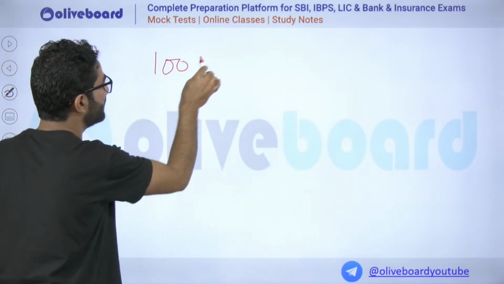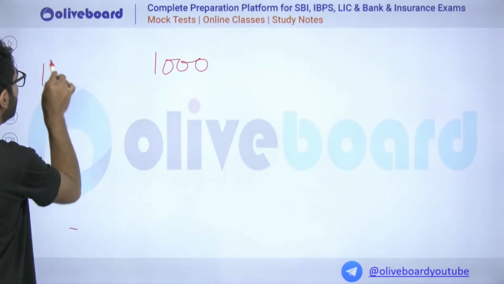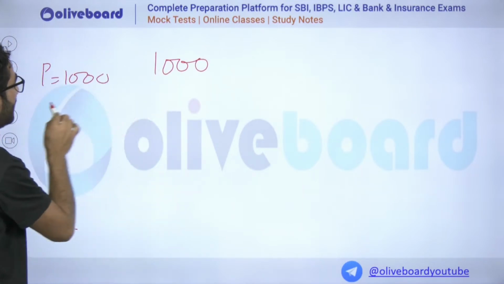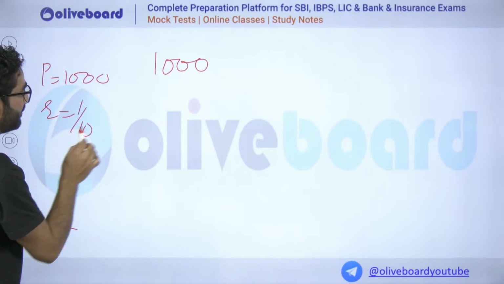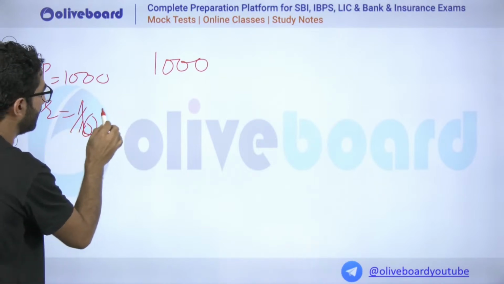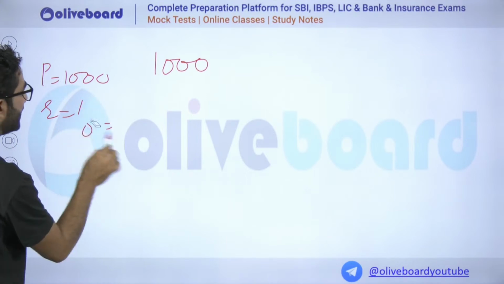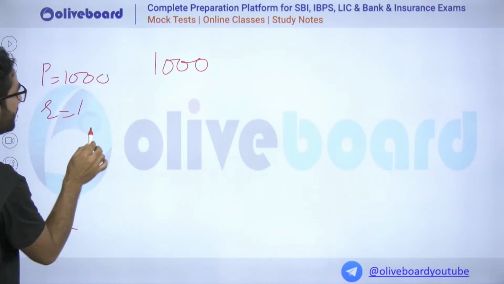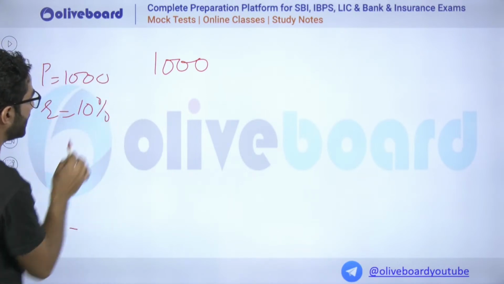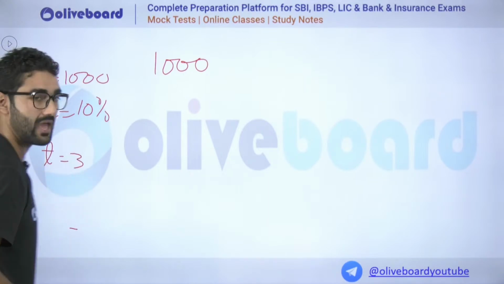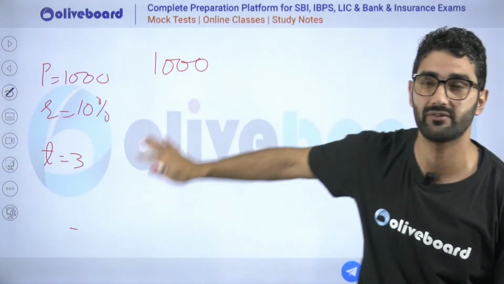If the data is for 3 years, how to use it for the fastest way? If the principal is given as 1,000, the rate is 10%, and time is 3 years, and I have to calculate the compound interest with this. I will tell you every method.